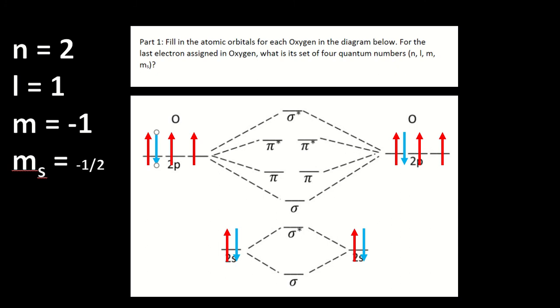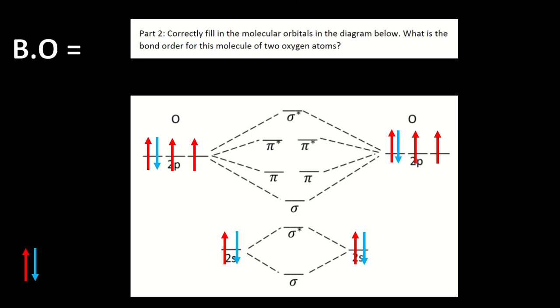Now then, going to part 2 of page 1. Essentially what that asks is: correctly fill in the molecular orbitals in the diagram below. What is the bond order for this molecule of 2 oxygen atoms? Well, molecular orbitals are what are formed when atomic orbitals come together, or essentially atoms come together to form molecules, and the way that they do this is by combining their atomic orbitals into molecular orbitals.